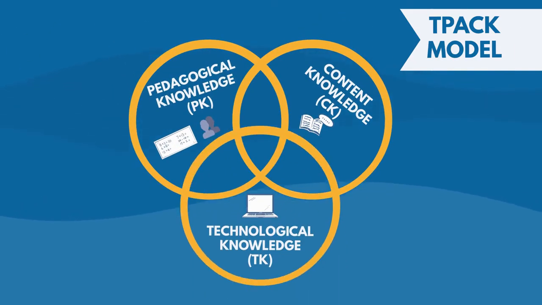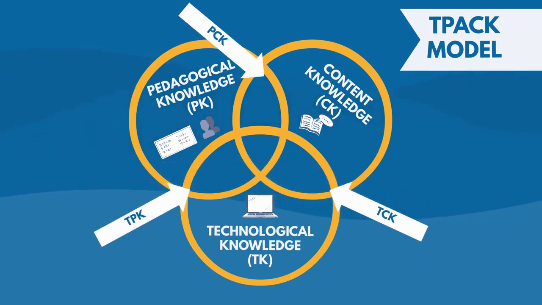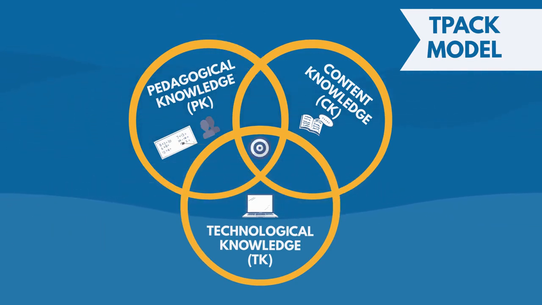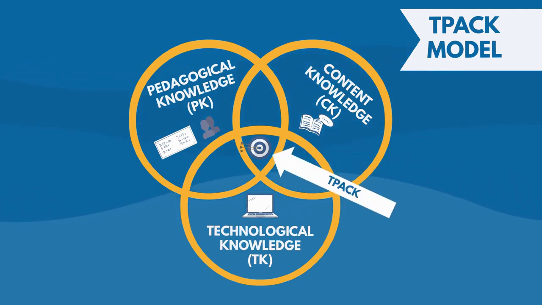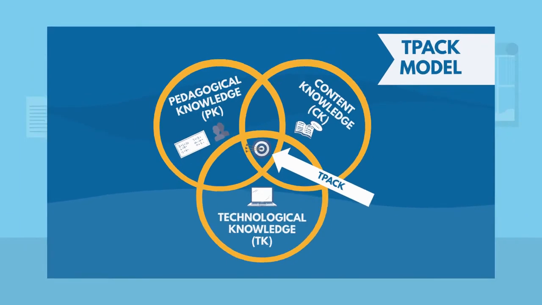While each type of knowledge can intersect in pairs, called TCK, PCK, and TPK, it is necessary to consider where the 3 intersect. The ultimate goal is to view a lesson or strategy through the lens of TPACK, meaning the center of the model where the knowledges blend together.